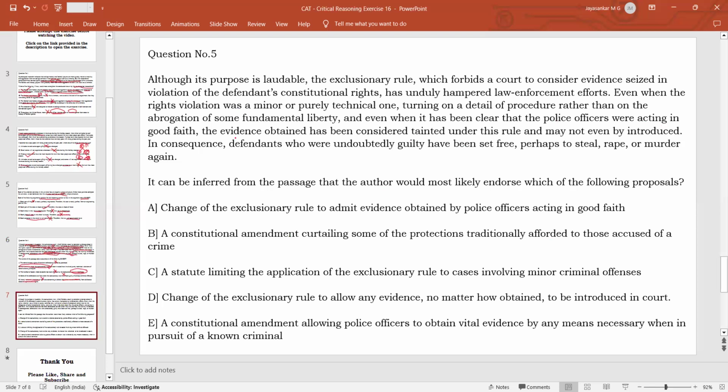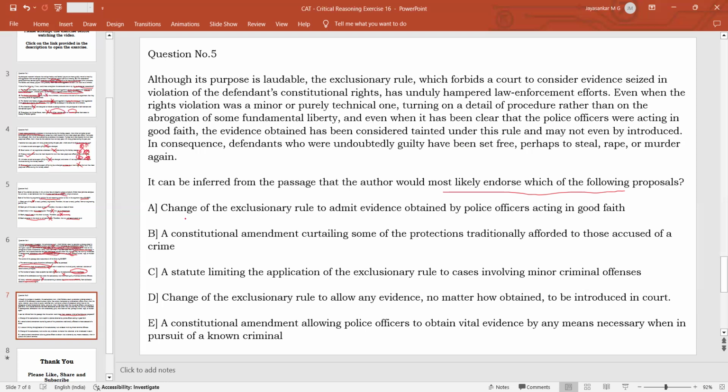Again, the same paragraph or the same topic, only the question is different. So here, what will the author be likely to support among the following proposals? Even without reading the options, you can clearly say what statement the author is going to support. The author will definitely support some changes in the application of the exclusionary rule, where minor technical violations occur or when the police officers are acting in good faith, the rule cannot be invoked. The evidence should be admitted by the courts and criminals can be punished. This is the argument made by the author.